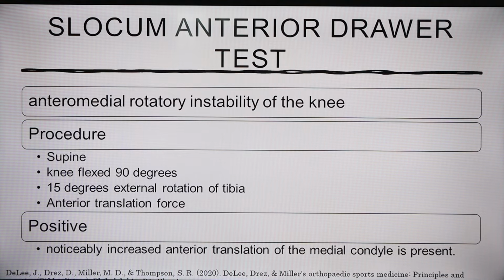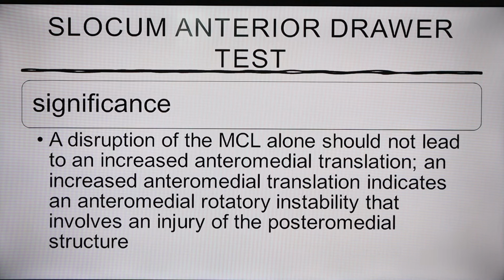Same as the ADT, but you actually put the tibia in 15 degrees external rotation and you see the translation of the medial condyle. This is because the MCL will not be taut in external rotation. So if you have a torn POL, you won't have this laxity. But if you have a torn posteromedial corner, most commonly the POL, you can get this laxity. So that is the significance of the Slocum anterior drawer test.